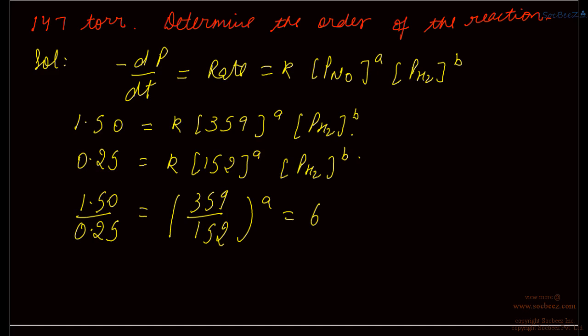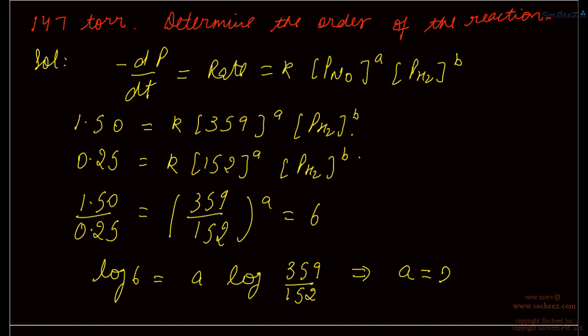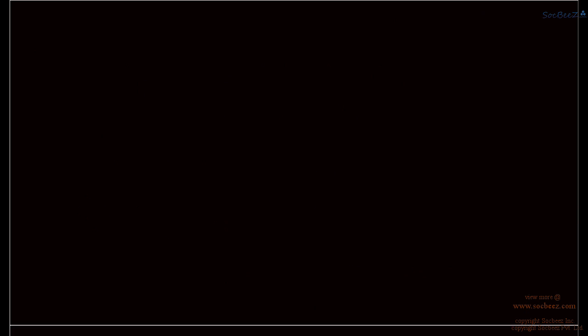Since 1.50 by 0.25 equals 6, 359 by 152 to the power a equals 6. Now, taking log on both sides, log 6 equals a log 359 upon 152. So, from here, we get the value of a as 2. Therefore, the order of reaction with respect to NO is 2.